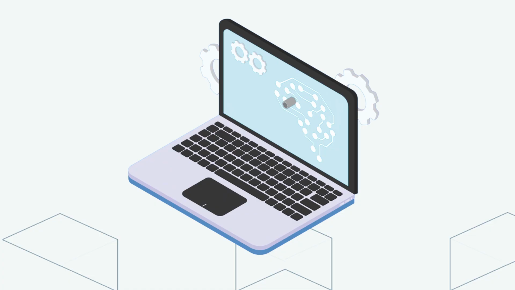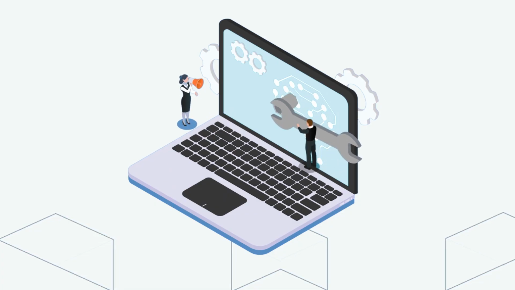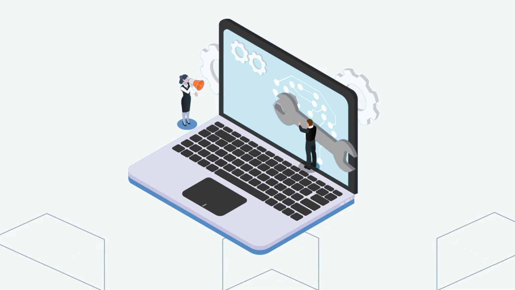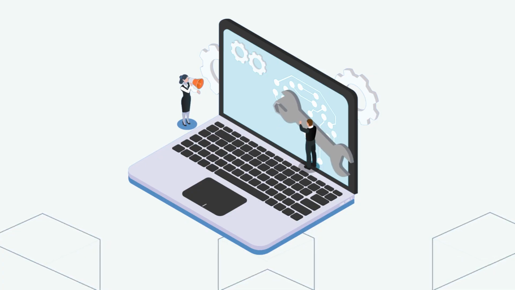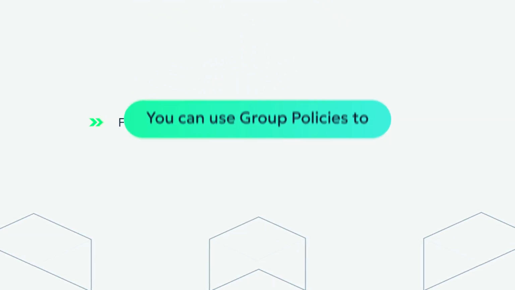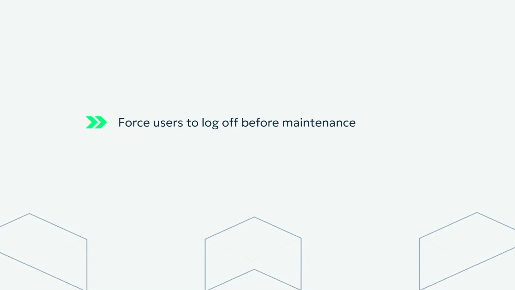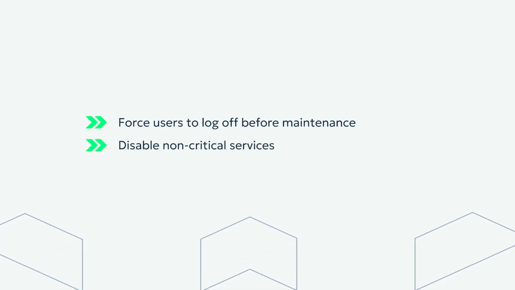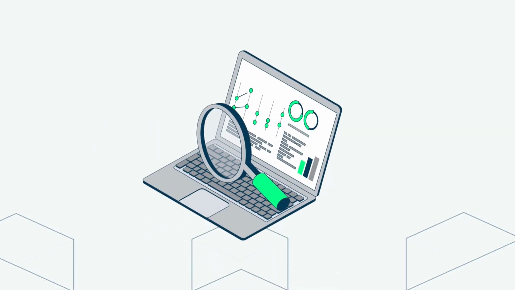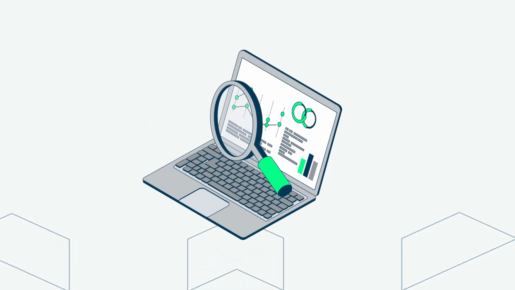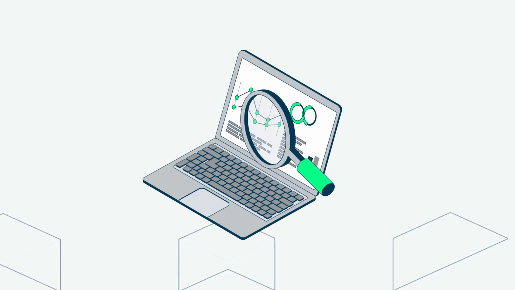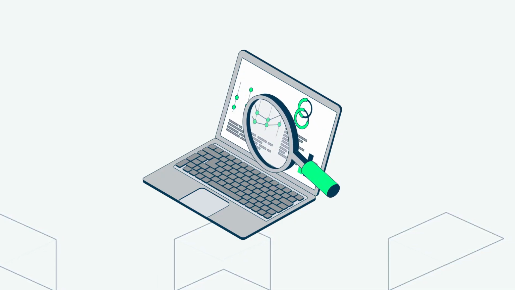After setting up regular maintenance tasks, assign technicians to recurring tickets to ensure accountability. It's also helpful to designate a maintenance lead to handle escalations and consolidate reports. You can use group policies to force users to log off before maintenance, disable non-critical services, and set defined maintenance windows for Windows Update. On maintenance days, schedule log rotation or backup scripts to run at specific times using Windows Task Scheduler or your RMM agent integrations.